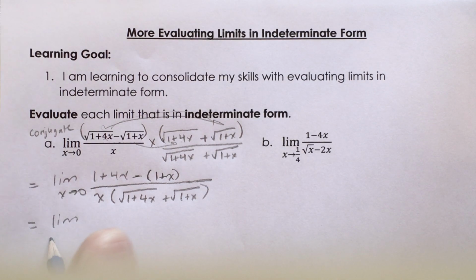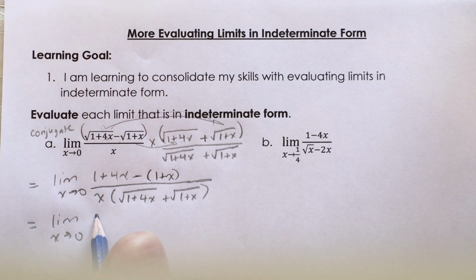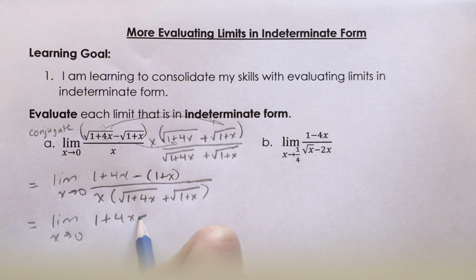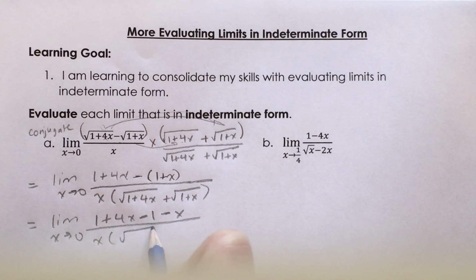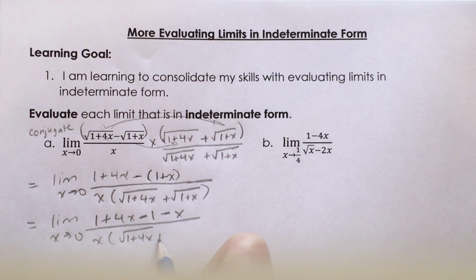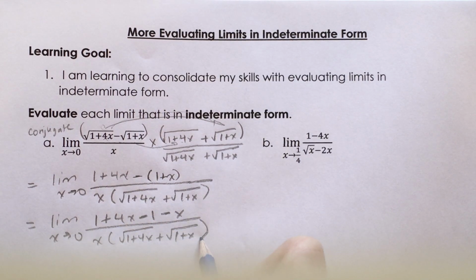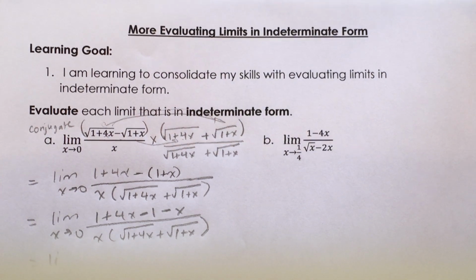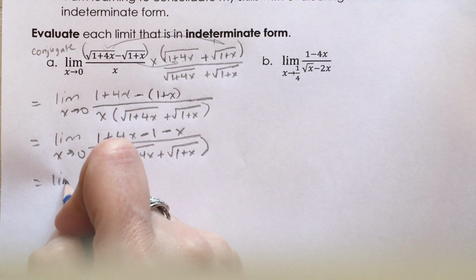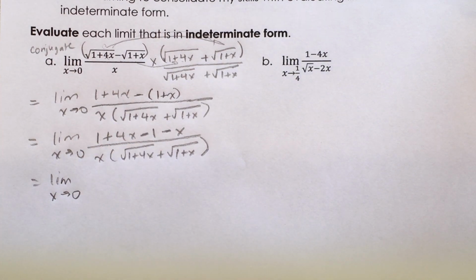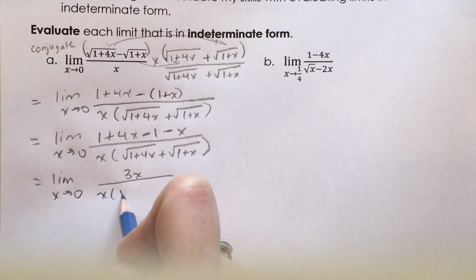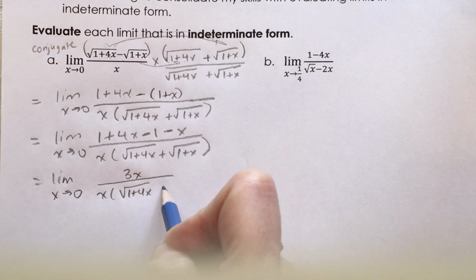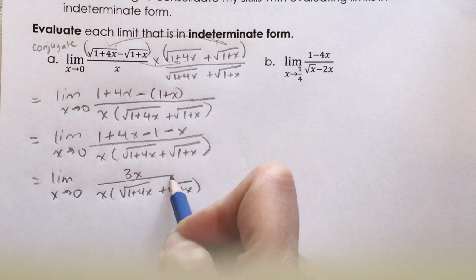So we're going to simplify in the numerator now. So we get 1 plus 4x minus 1 minus x over x times the root of 1 plus 4x plus the root of 1 plus x. So it's going to be the limit as x approaches 0 of, so our 1 minus 1 add to 0, 4x minus x gives us 3x over x times the root of 1 plus 4x plus the root of 1 plus x.